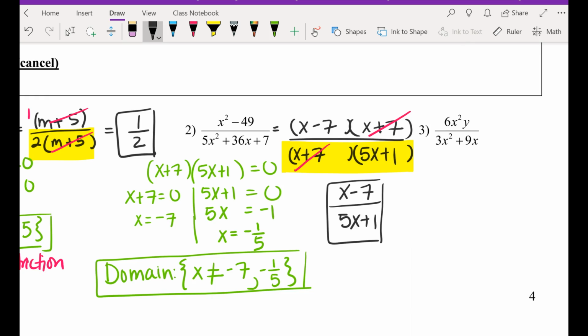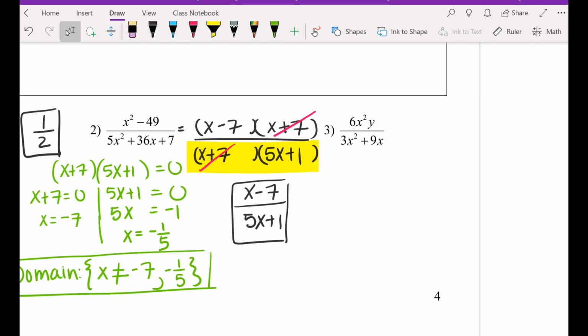Now example 3, 6x squared times y all over 3x squared plus 9x. Can you see on the numerator there's only one term? It's not separated by an addition or subtraction. How would you factor that? Do you need to? No, some of you already know how to do it and you don't have to.